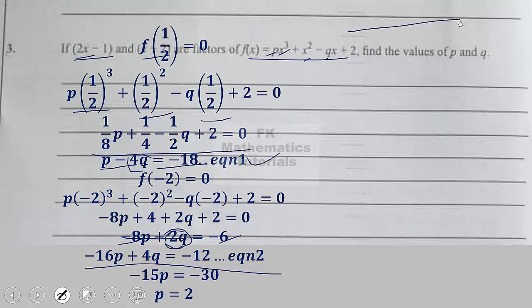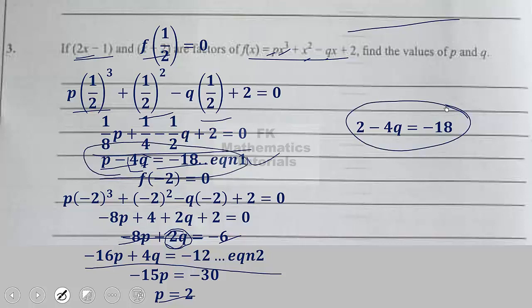Now let's come to equation 1. We substitute p equal 2 into equation 1, and that will give us this equation, as you can see. So we now solve for q to get q equal 5.